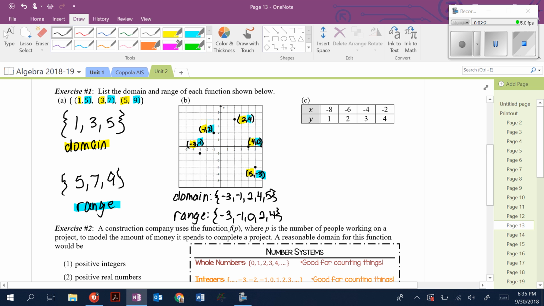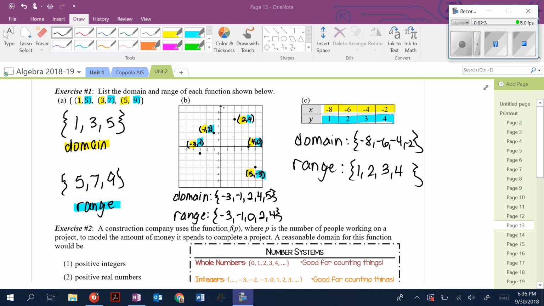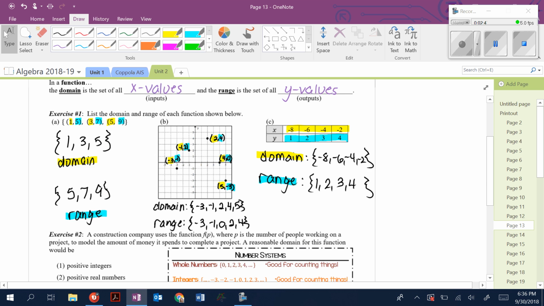Okay, so we can get the domain from a set of points listed, we can get them from a graph, or we can get them from a table. Table's super easy because they're all listed right in there for you. So there we have our domain, -8, -6, -4, and -2, and then the range, all the y values, 1, 2, 3, and 4. All right, cool.